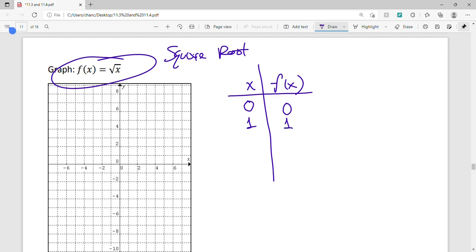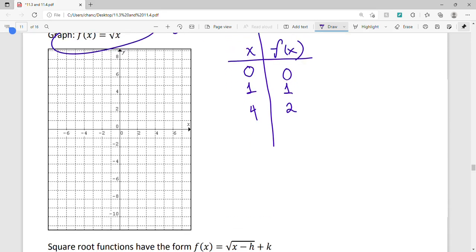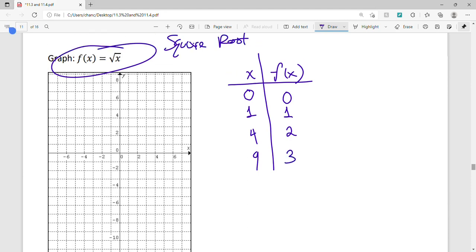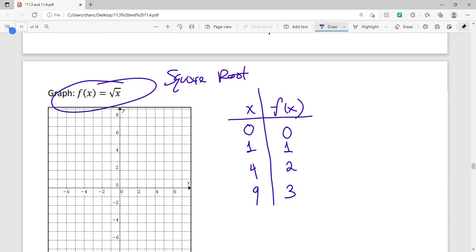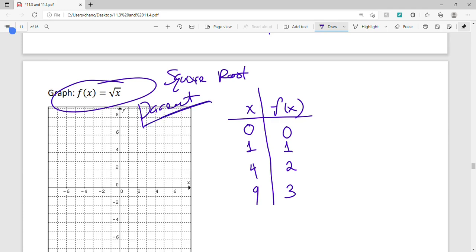I don't want to pick the square root of 2 because I don't know what that is. It's a decimal. It's very hard to graph. Square root of 3 is also difficult. We can use the square root of 4, which gives me a 2. And square root of 5 is difficult to do, square root of 6 is difficult, but the next easy one is the square root of 9, which gives me 3. So I can graph these points to form my square root function. Again, this is a square root function, which would be another parent graph.